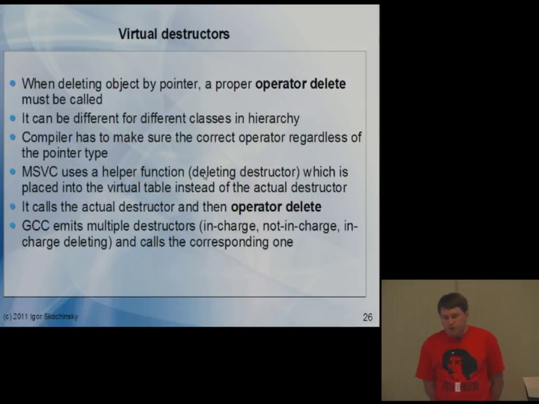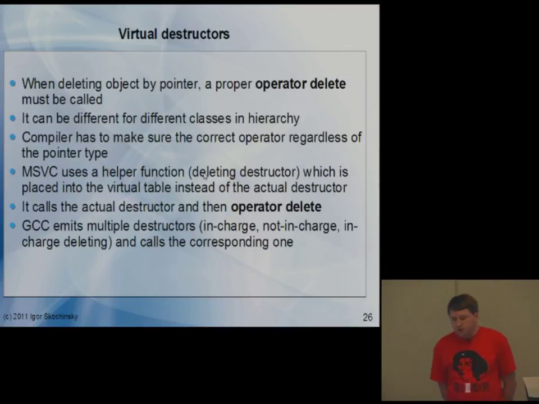The situation is a bit more complex with virtual destructors. When you deallocate a pointer to an object, the compiler has to make sure that the correct operator delete is called, because in C++ you can override operator new and operator delete for a class. In the case of polymorphic classes, they can be different for every class in the inheritance tree. Because of that, the compiler has to ensure that the operator delete is called for the actual class, so regardless of which pointer type we are deleting, it should call the operator delete of the actual class, not of the pointer type.